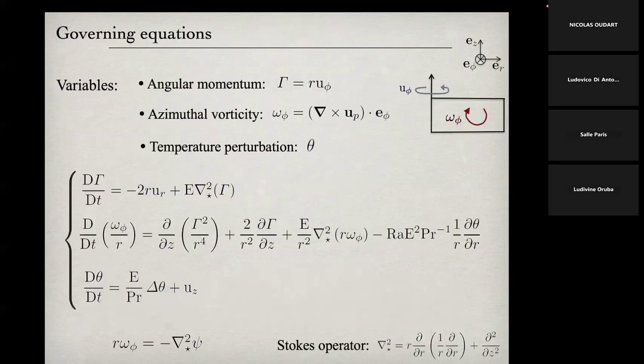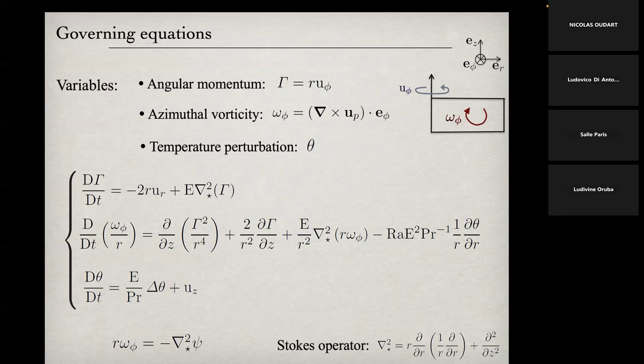So in this model, we have three variables. First, the angular momentum, denoted as gamma. We have the azimuthal vorticity, written as omega phi, which corresponds to the azimuthal component of the vorticity. It should not be confused with the vertical vorticity, which corresponds to the main motion of the cyclone. Here we are talking about the azimuthal vorticity, so the vorticity in the azimuthal direction. And the third variable is the temperature perturbation theta.